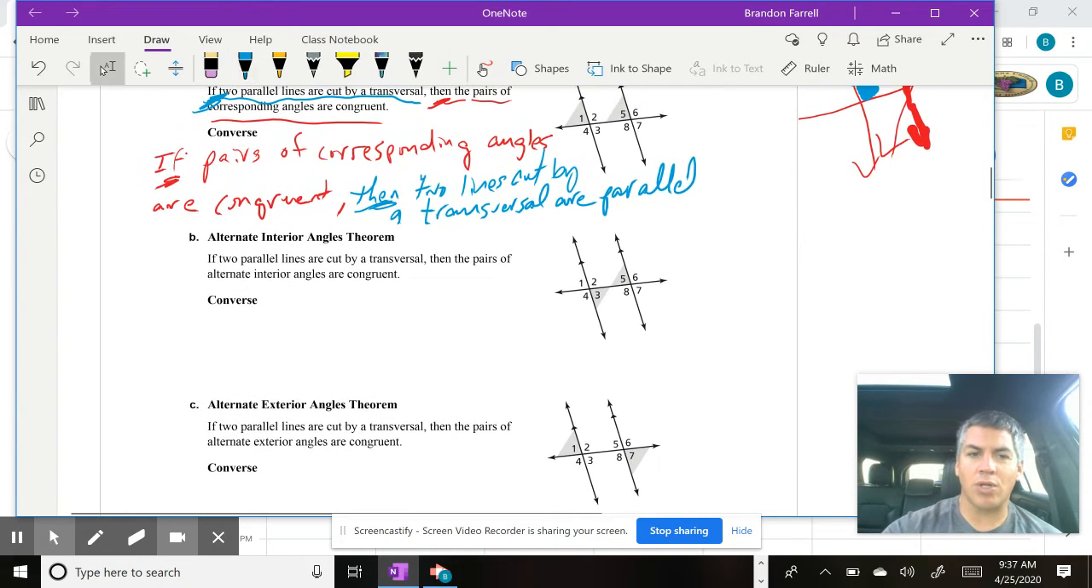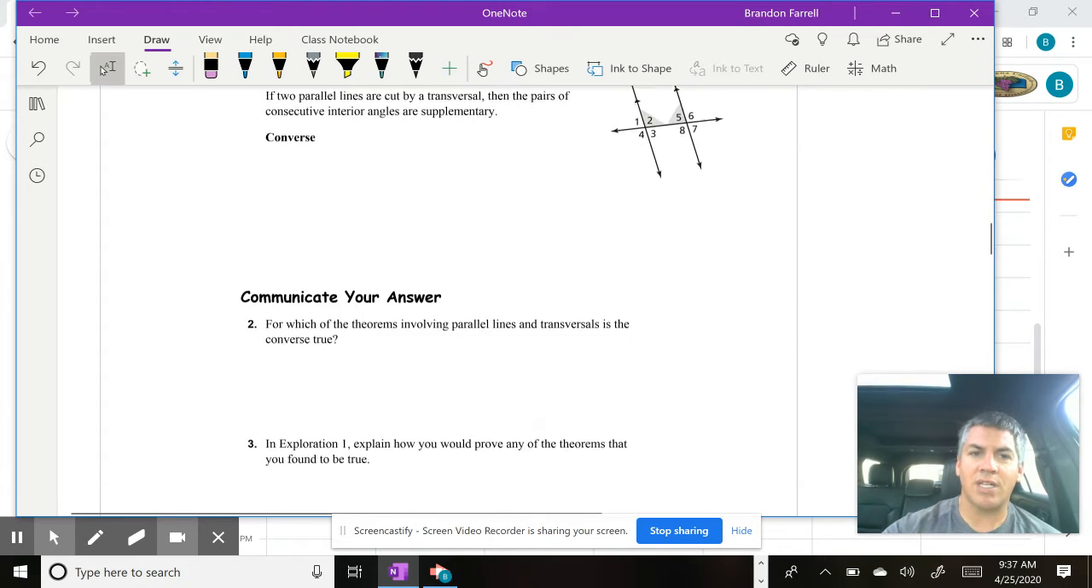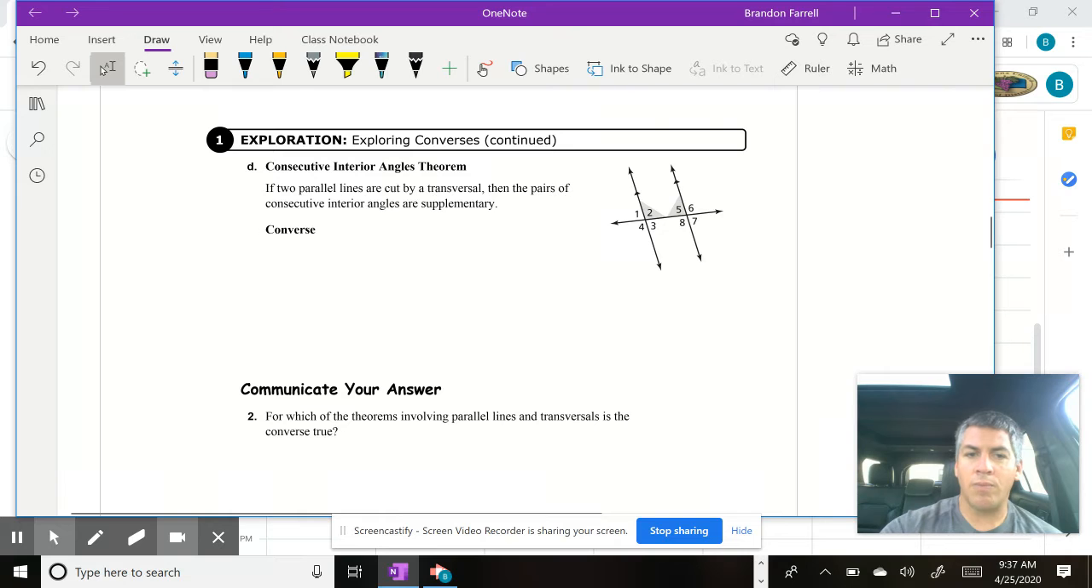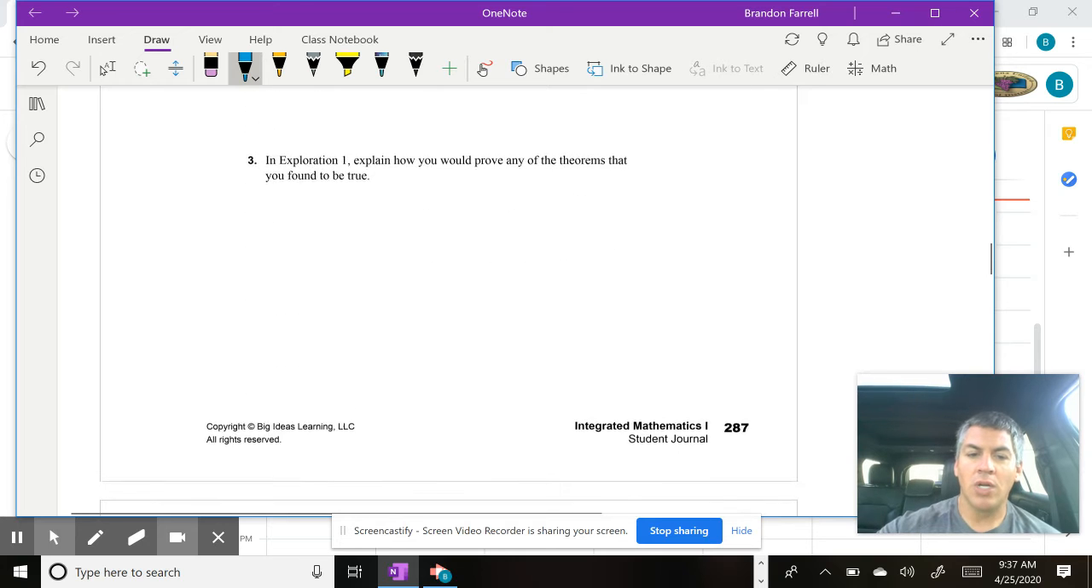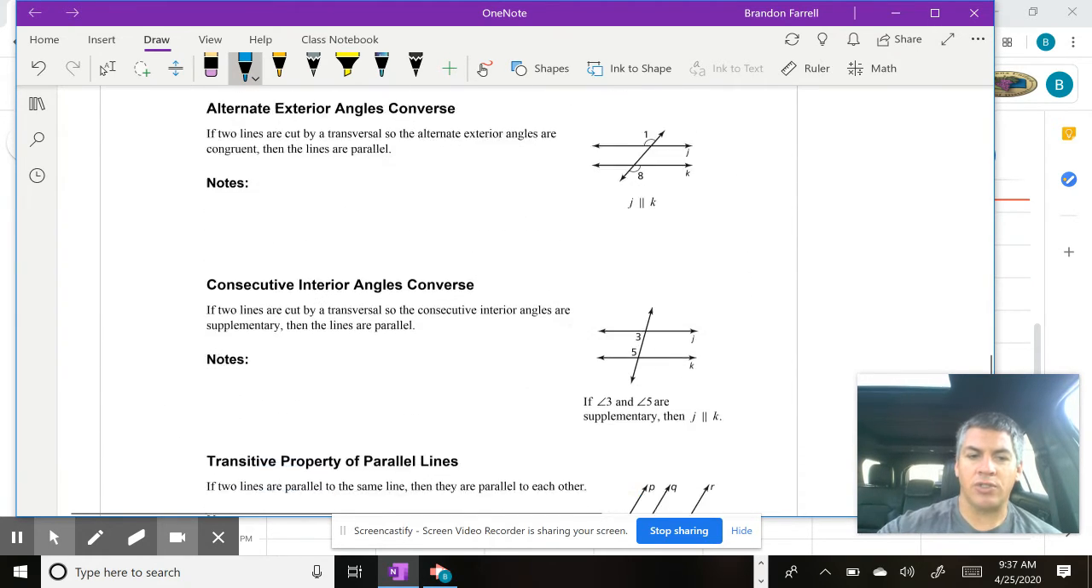The same thing works with alternate interior, alternate exterior, and consecutive interior angles. Consecutive interior angles need to add up to 180 degrees for the lines to be parallel. Okay, so we're going to come down here to the extra practice in the student journal.